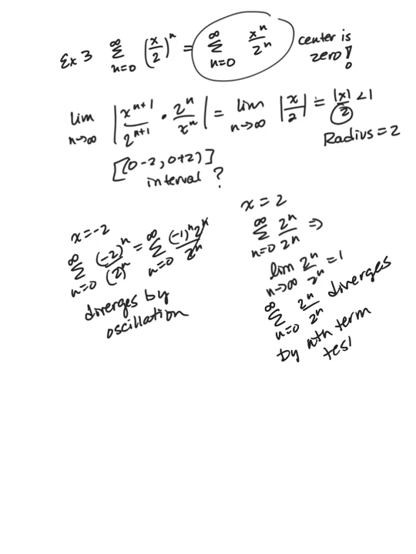So you don't gain any endpoints here. So therefore, the interval of convergence is -2 to 2. Okay, and the radius is 2.